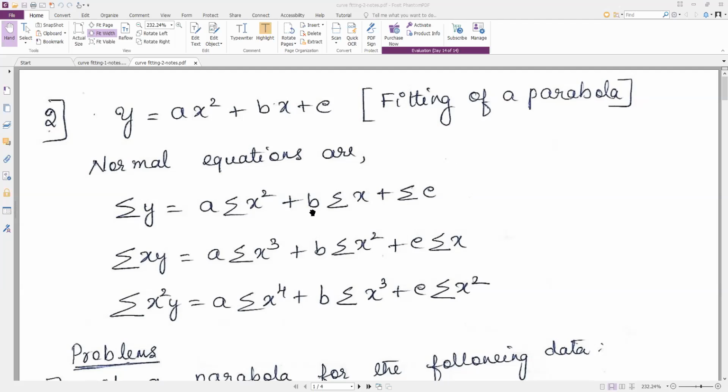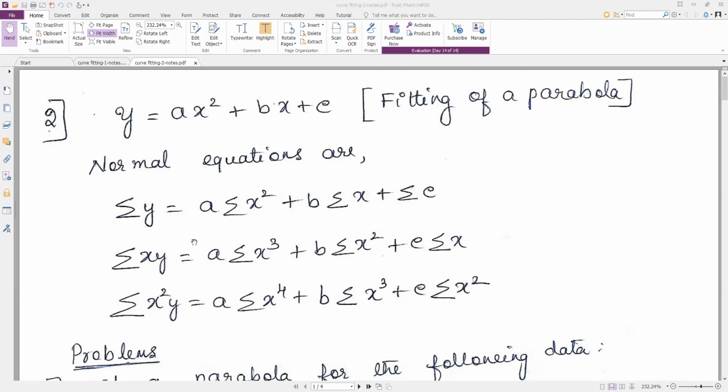Anyone? What you need to do? You need to multiply throughout by x, correct? So you will get sigma xy equal to a sigma x cube plus b sigma x square plus c sigma x. Now how to write the third equation? Again multiply throughout by x. You will get sigma x square y equal to a sigma x to the power 4 plus b into sigma x cube plus c into sigma x square.